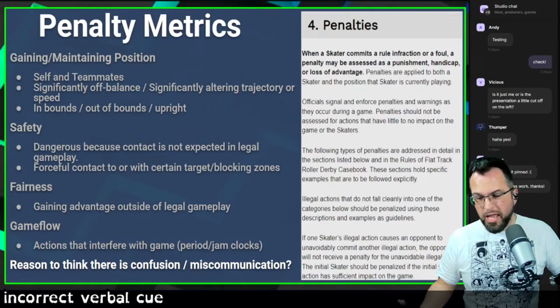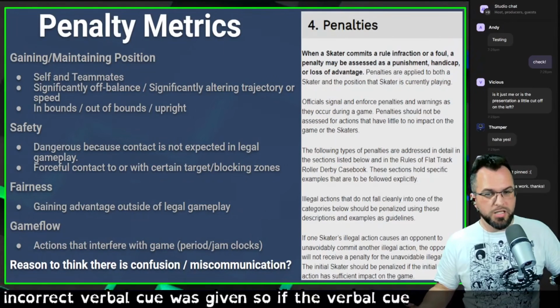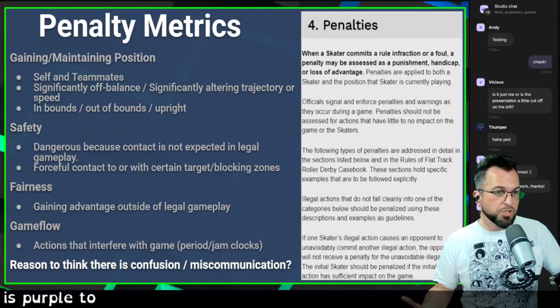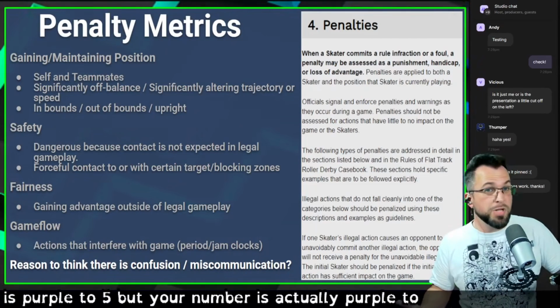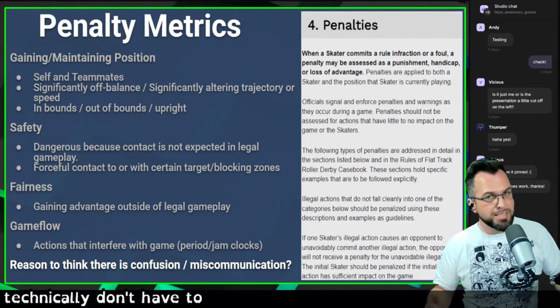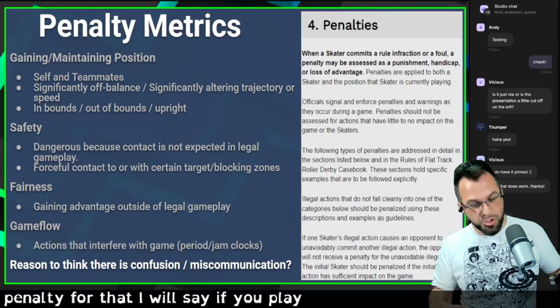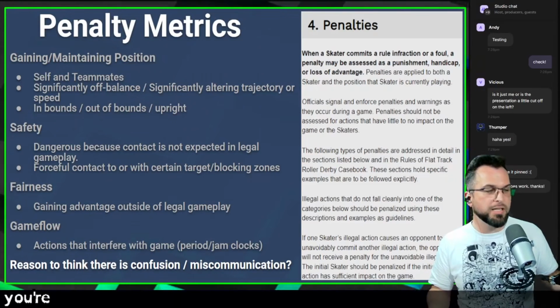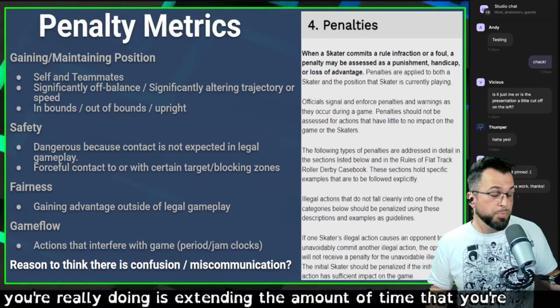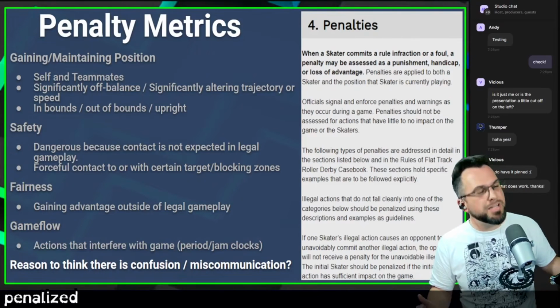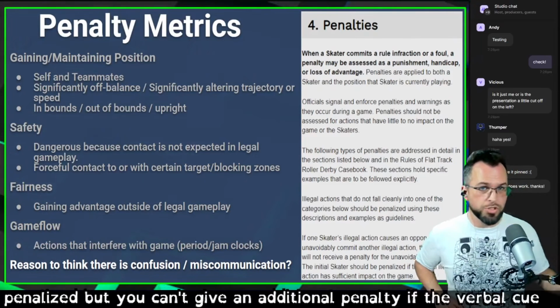If you're not leaving the track when a penalty was called because an incorrect verbal cue was given, so if the verbal cue that's being given is purple 2-5, but your number is actually purple 2-0-5, you technically don't have to leave. You can't be assessed an additional penalty for that. I will say, if you play, you should still leave, because all you're really doing is extending the amount of time that you're being penalized, but you can't give an additional penalty if the verbal cue was incorrect.